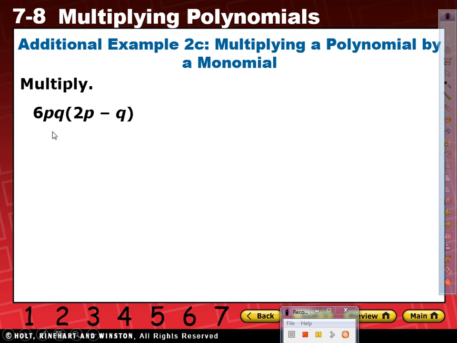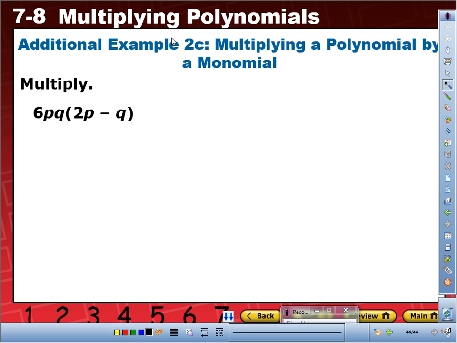And let's do this one together. Okay? All right, here we go. Let's multiply. Example 2c, 6pq times 2p minus q. And let's do this one step at a time. So here we go. I'm going to start with red. So I'm going to multiply this times this first.